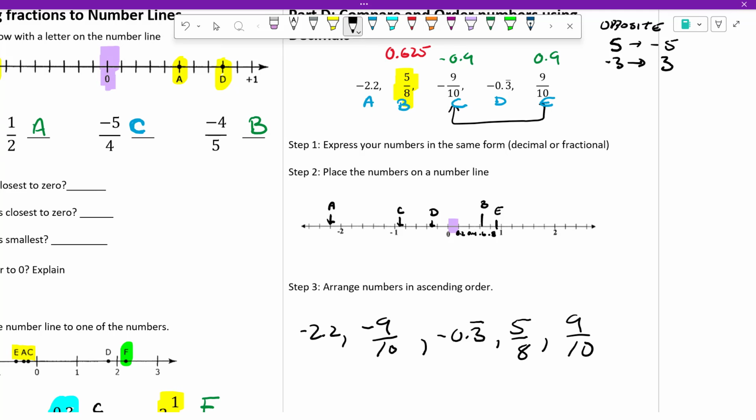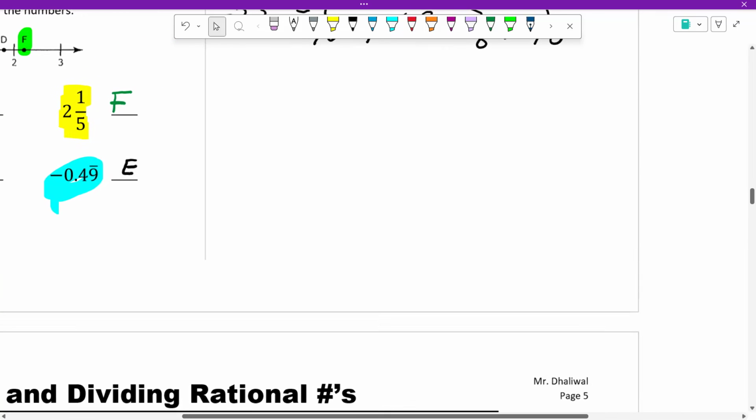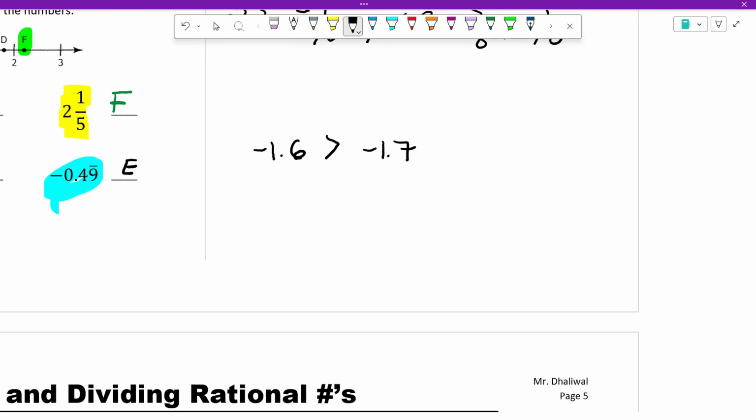All right. So to compare numbers. One last thing. We're done our notes, but sometimes students struggle with comparing numbers. If I said negative 1.6 versus negative 1.7, which one's the bigger number? Negative 1.6. Remember, bigger means more positive. And usually with the negative ones, they get confused. So this is the more positive one.